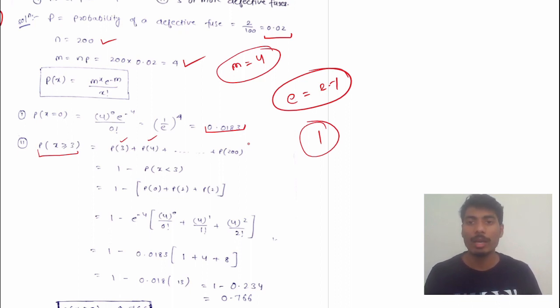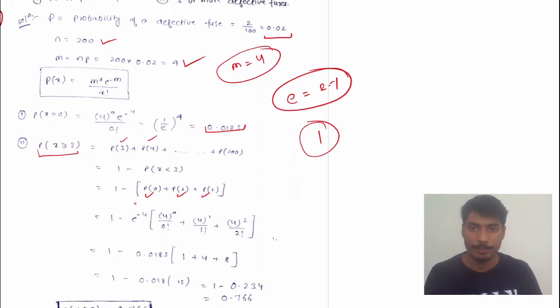Means we don't want x equal to 0, x equal to 1, x equal to 2. So we have to subtract this one: 1 minus P of x less than 3. X less than 3 means what? X equal to 0, x equal to 1, x equal to 2. Now we use Poisson distribution only 3 times, for P of 0, P of 1, P of 2.